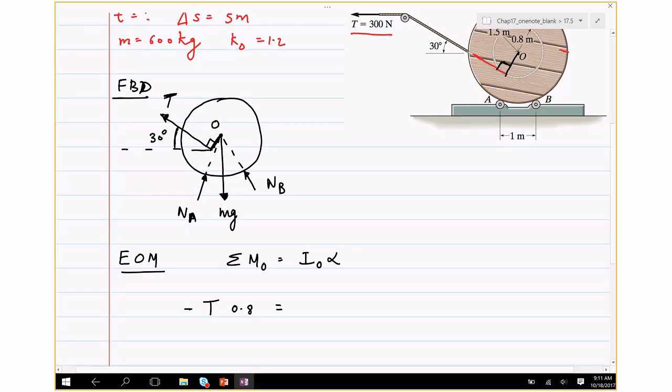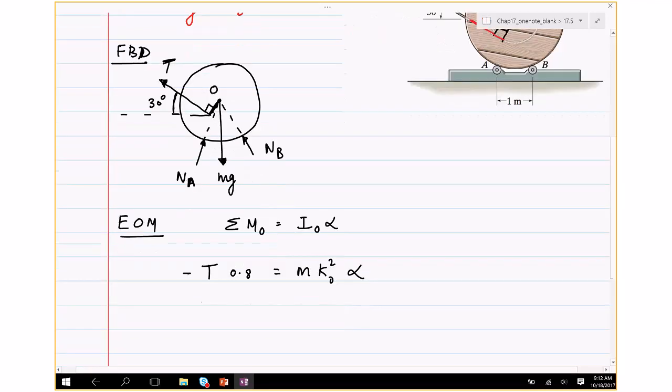Equal to the inertia. The inertia is given in terms of radius of gyration, right? When I give you the radius of gyration, it means that's the inertia about the center of mass. Center of mass happens to be at O. So what you need to write here is mass times K_O square. That's it, times alpha. Now, the convention is that alpha is positive counterclockwise.